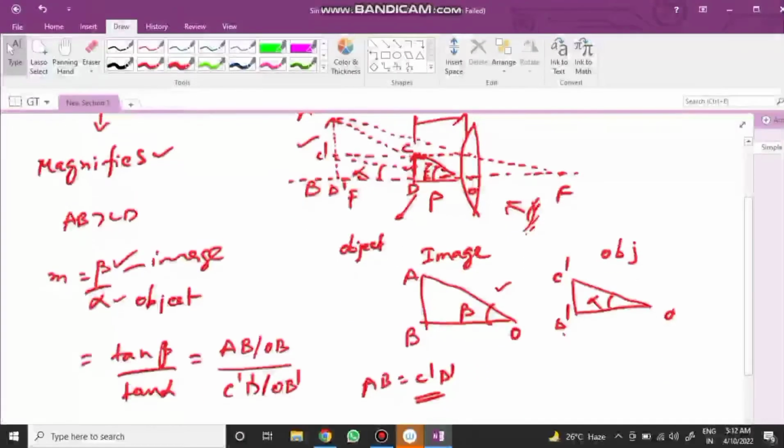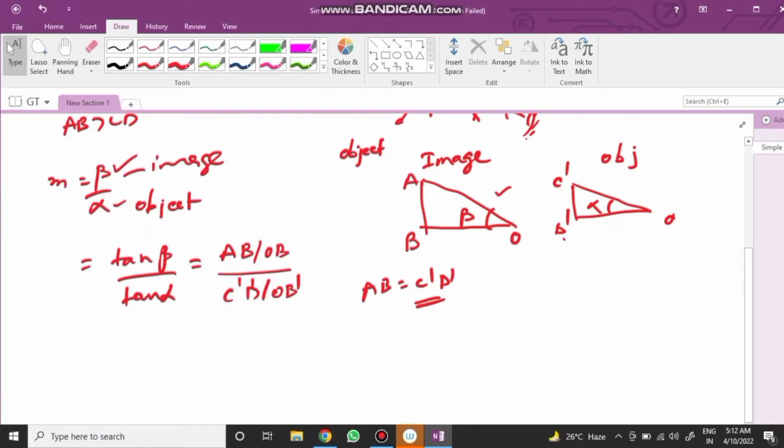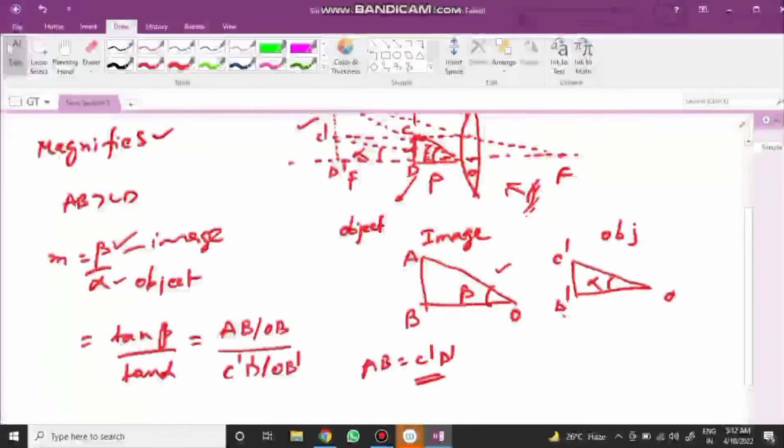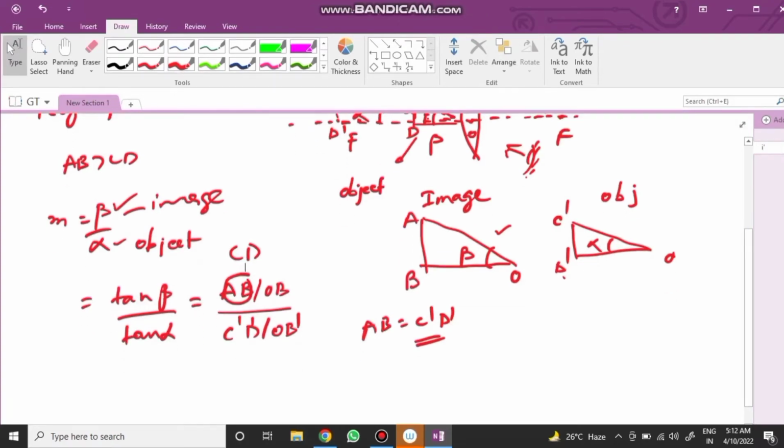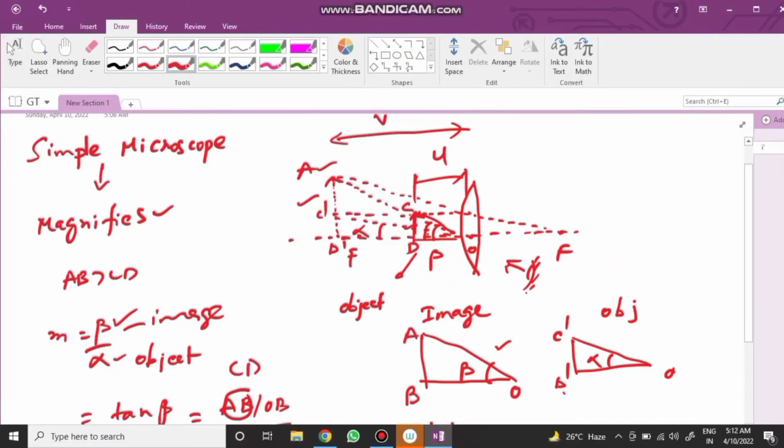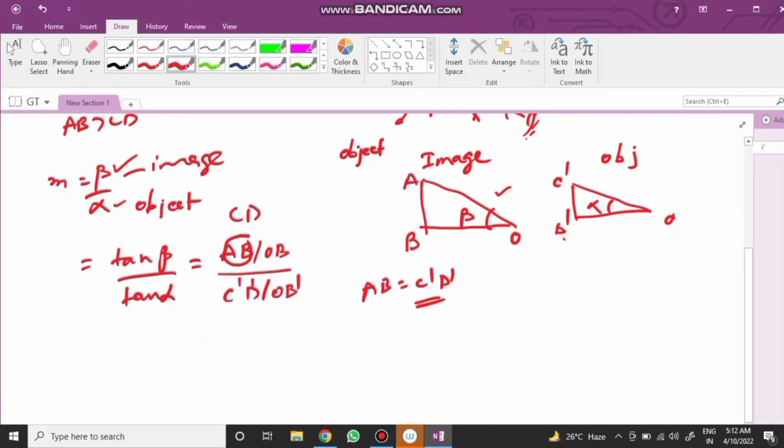So when you write tan beta, you can write this as CD. Because I want to avoid taking the full distance, I want to take only this distance. So these two can be cancelled out, and you are left with OB dash by OB.